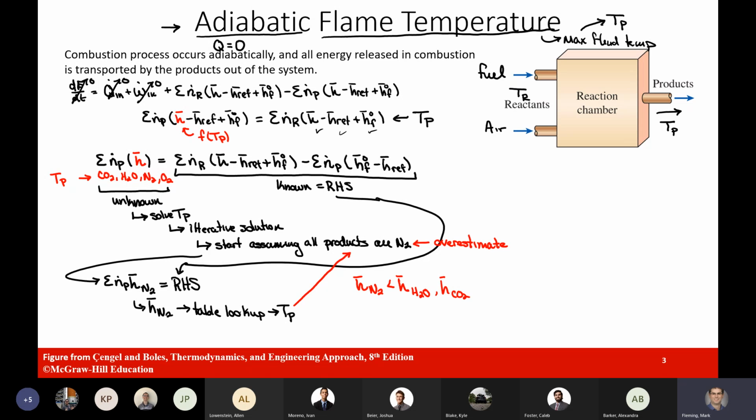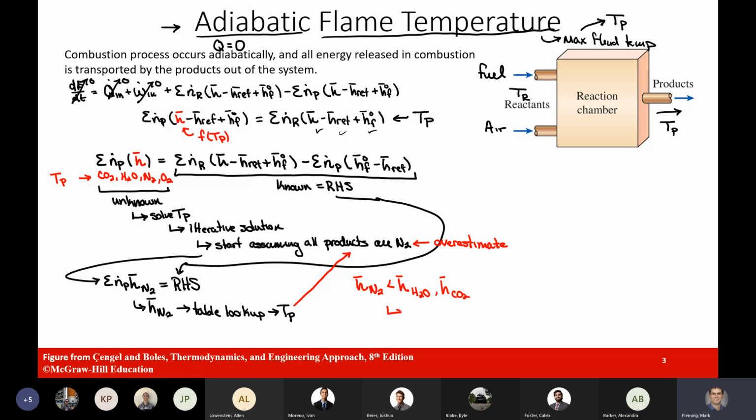And so when we made the simplification assumption that our products were all nitrogen, well, we underestimated the enthalpies of the CO2 and water components. Even though they're not as large as the enthalpy by mass fraction, these energies do come into play. And so that makes this estimate always be on the high side.